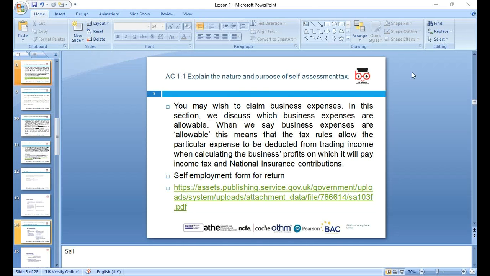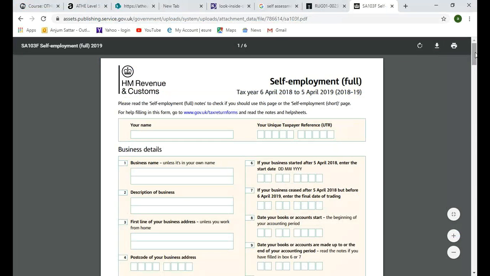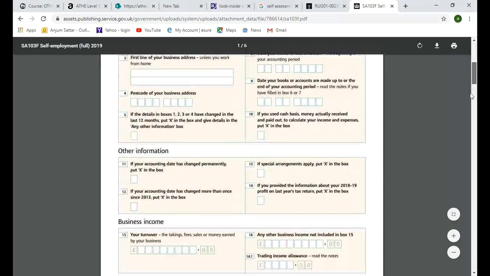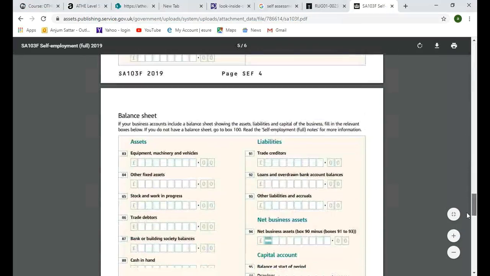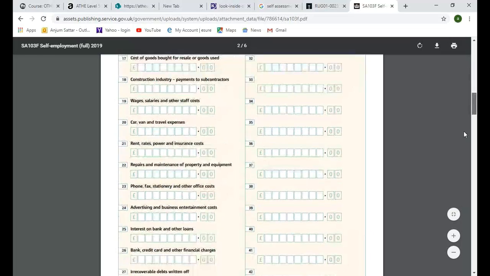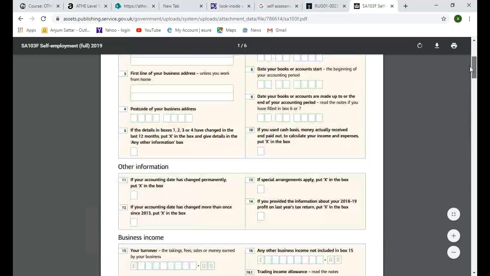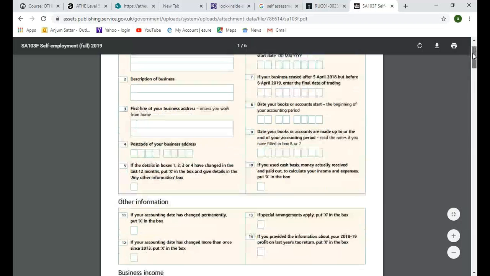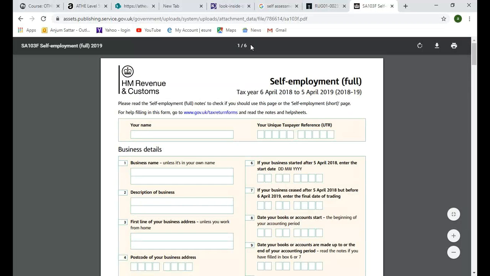I copied the link. This is called the self-assessment return. This is how we can fill it in. The boxes: how much is the profit, all the goods we purchase. So we can look at the boxes. This is the actual return form from the HMRC website. That's all for today's lesson.